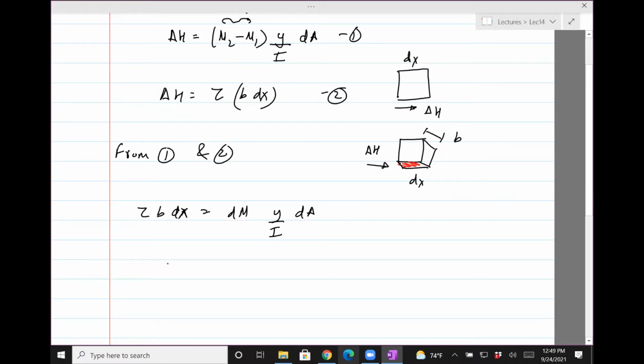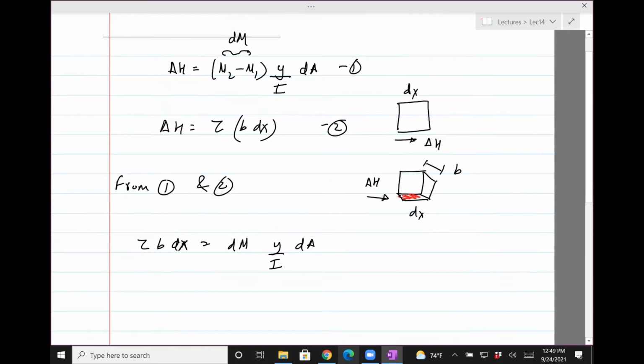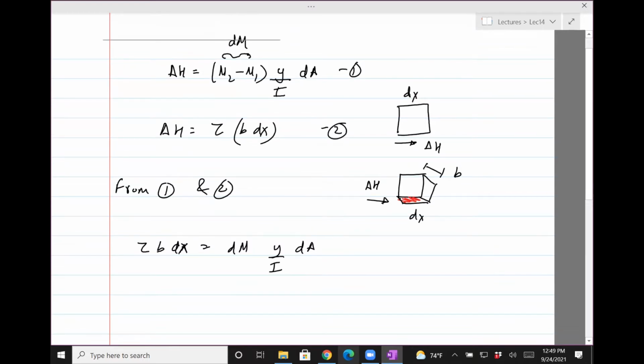Okay, yeah, there's a piece missing here. I should have put the total force, which is the integral of this, the integral of that. And so then I need to equate H and not delta H.